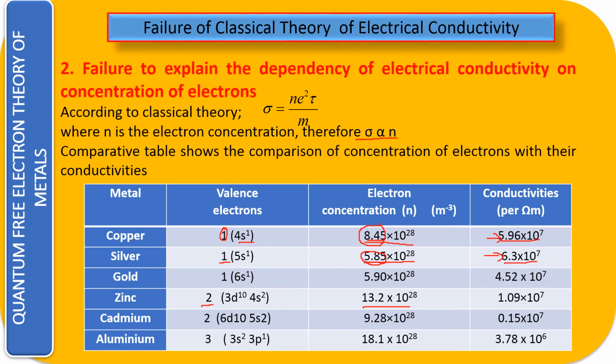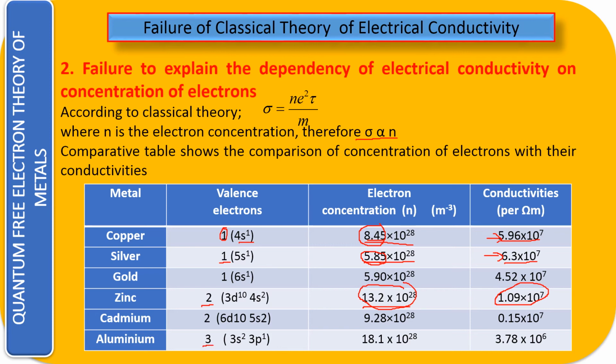Now naturally, if I apply this classical theory, zinc must be a far better conductor than silver and copper. But that is not the case. The conductivity of zinc is very low compared to silver and copper. It is only 1.09 into 10 to the power 7 ohm meter.